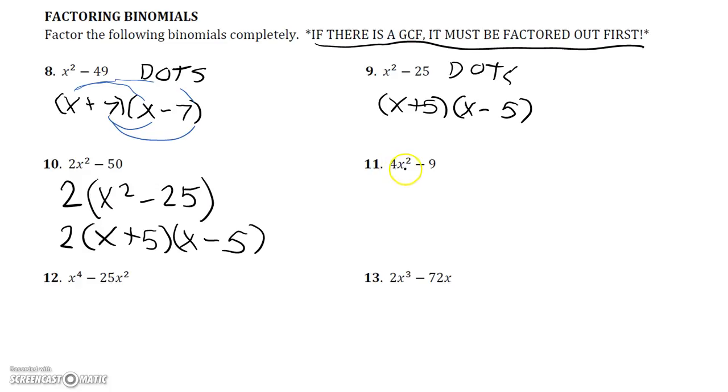Okay, moving on to number 11. We have 4x squared minus 9. There is no GCF that we can pull out, but we recognize this as the difference of two squares. 4x squared is a perfect square, and 9 is a perfect square. So we set up our two sets of parentheses. The square root of 4x squared is 2x, and the square root of 9 is 3. We have our plus and we have our minus.